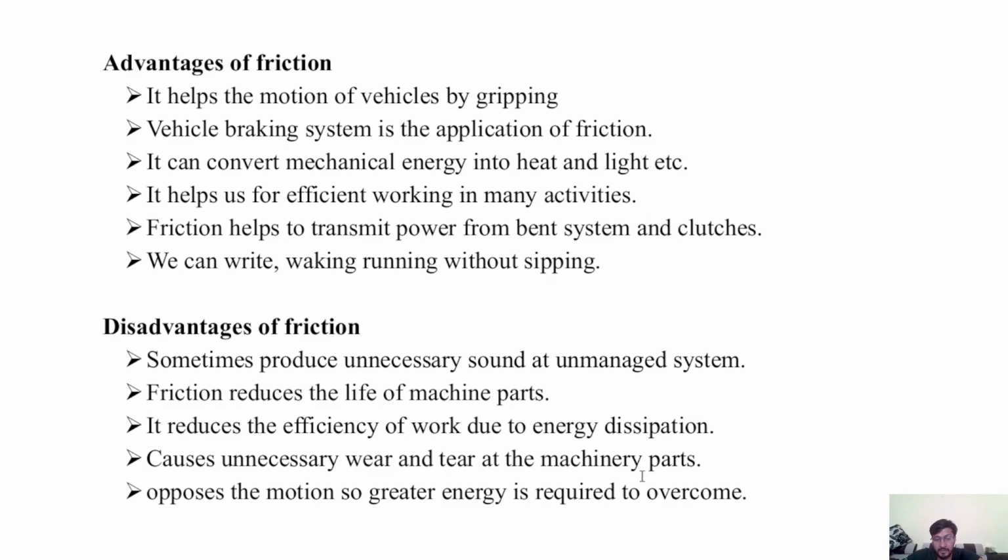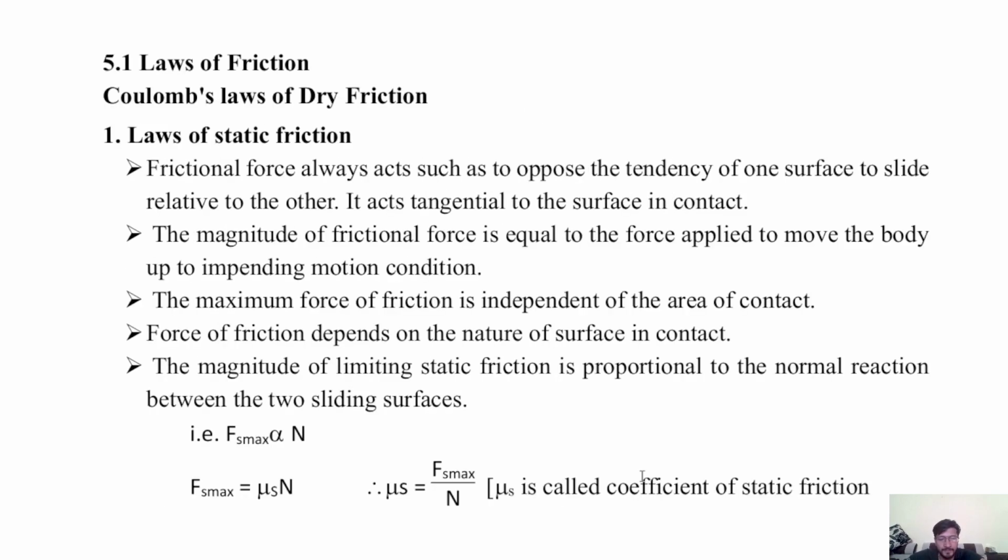And here are some disadvantages of friction. Friction produces unnecessary sound in unmanaged systems. Friction reduces the life of machine parts. It reduces the efficiency of work due to energy dissipation. Friction causes unnecessary wear and tear at the machinery parts. It opposes the motion, so greater energy is required to overcome it.